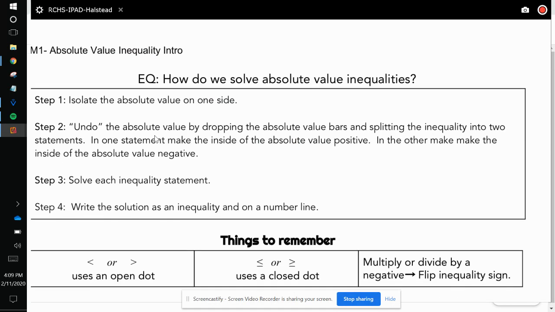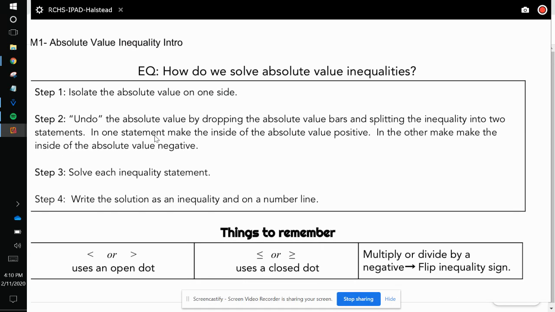Hi guys, we're going to look at solving absolute value inequalities. So the first thing to do is to get the absolute value by itself on one side. Then we're going to undo the absolute value by dropping the absolute value signs, and then we split the inside part to be a positive and a negative. Then we need to solve each, and then we write our statement.